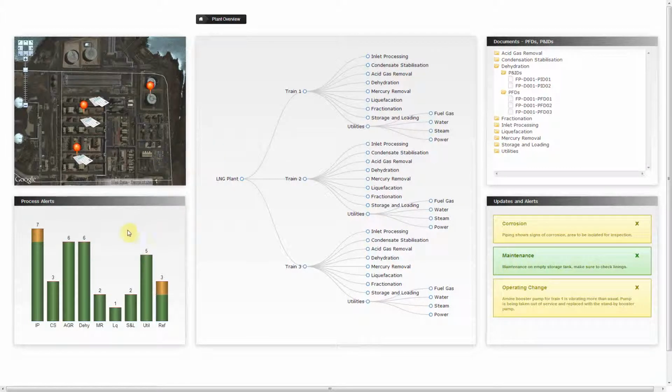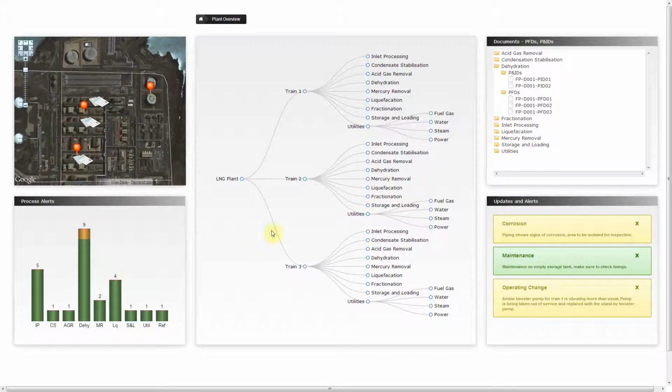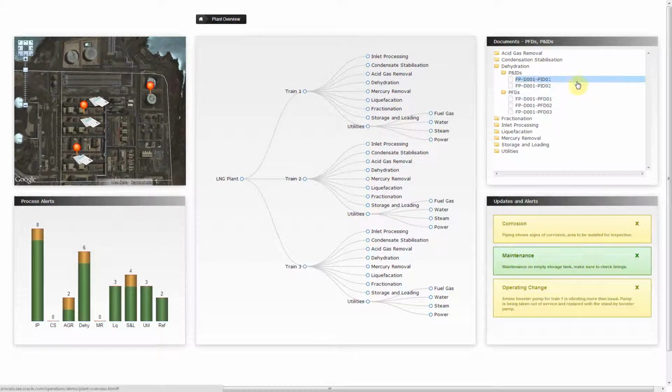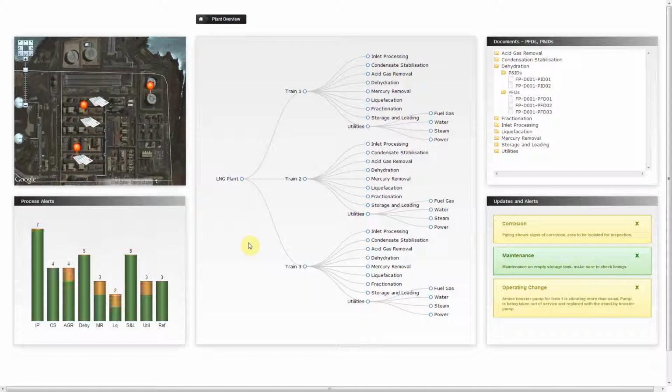We've also got some alerts coming out of our system. So these range from green low-level alerts, yellow warning level alerts, to red high-level alerts. We'll come to those in a second. At the top right, we have some documents. So for our dehydration process, we have some piping and instrumentation diagrams, and also some process flow diagrams, which we'll use throughout the demo. In the middle is a high-level overview, or sort of high-level structure of the plant.